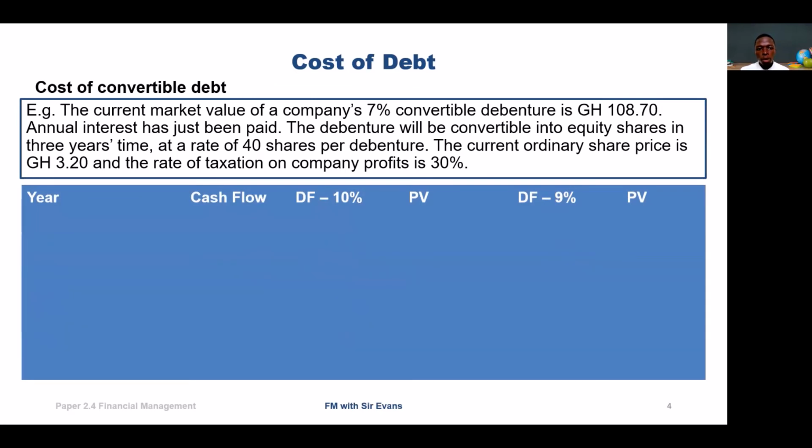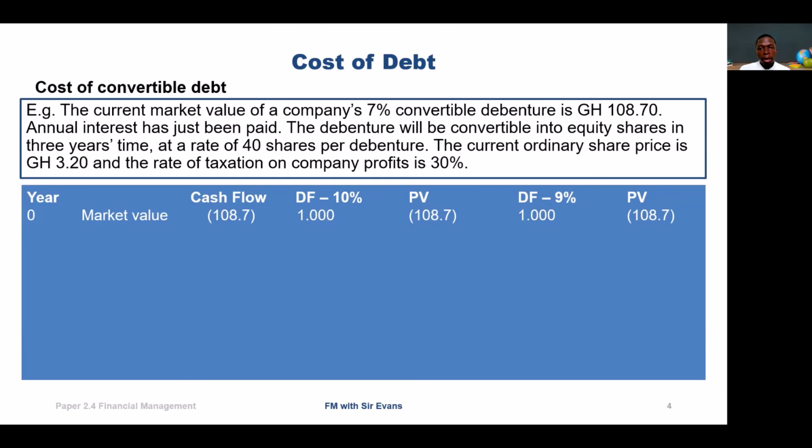Okay, so let's look at it. We come up with our table. In this instance, too, we are using 10% and 9% for the IRR. Kindly note that this solution looks at calculating it if we are going to convert, because as you are aware, we looked at when we are going to redeem it. So now we are looking at if we are going to convert. So in this instance, we are going to assume that the conversion is going to take place and the market value is also going to be considered as a cash flow.